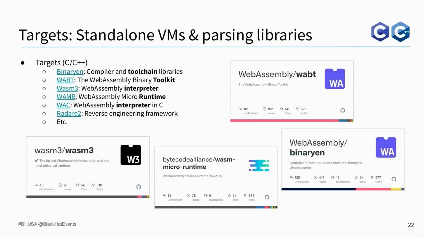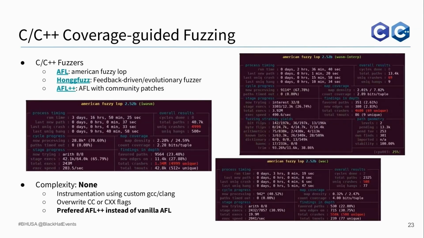The first targets I fuzzed were a bunch of standalone VMs and parsing libraries, mainly written in C and C++. The main reason is that I was working a lot on reversing and analysis of WebAssembly modules, so I was using those tools, and I decided it could be a good shot to fuzz them at the same time. So I targeted Binaryen, WABT, WASM3, and some others, and even Radare2, since I was using that for reversing as well. So nothing complicated. I will not focus too much on that.